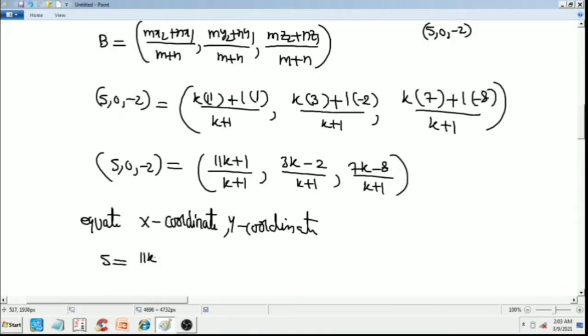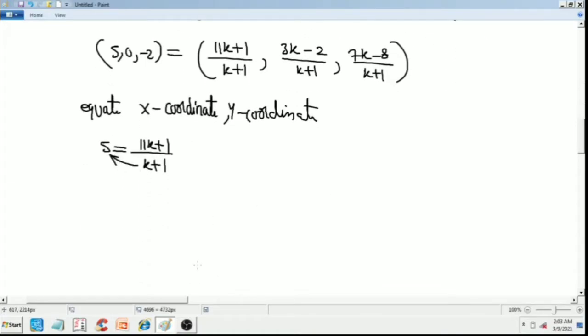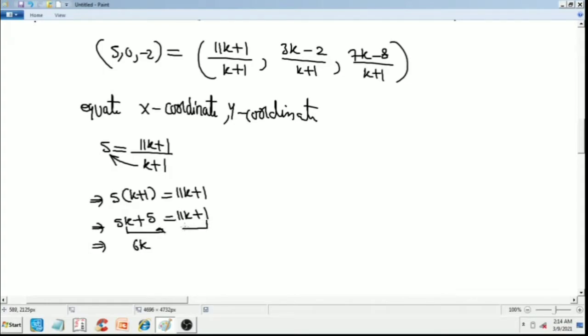5 is equal to (11k plus 1) by (k plus 1). So just bring this here, multiply by k plus 1. So 5 times (k plus 1) is equal to 11k plus 1. So 5k plus 5 is equal to 11k plus 1. From here, send 5k to the right hand side: 11k minus 5k is 6k. Send this to the left hand side: 5 minus 1 is 4. So k is equal to 4 by 6, which is 2 by 3. Hence k is equal to 2 by 3.